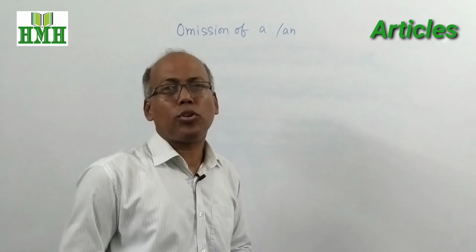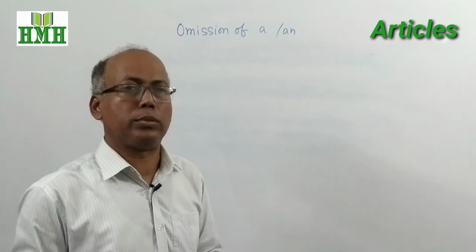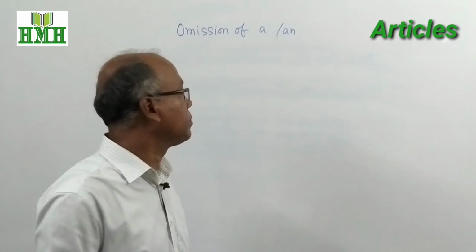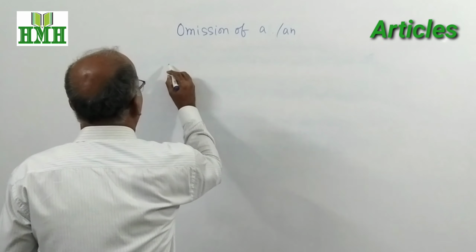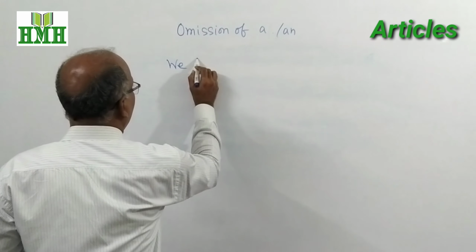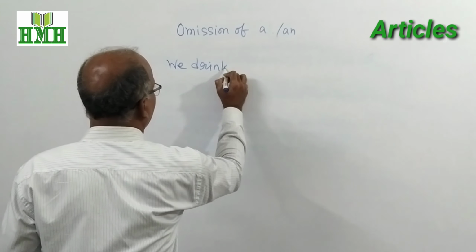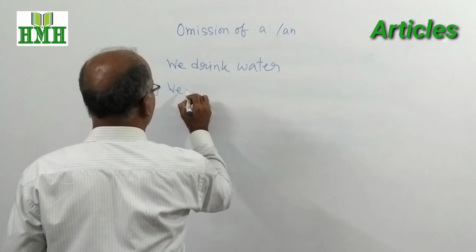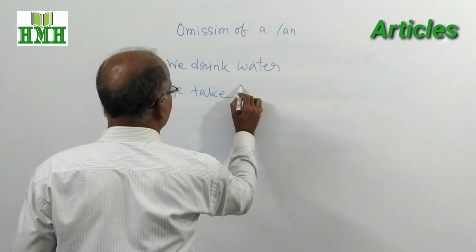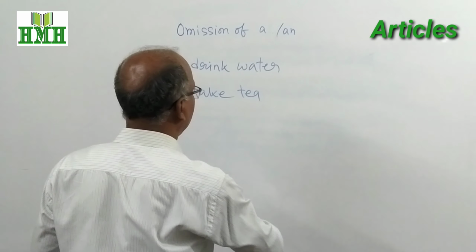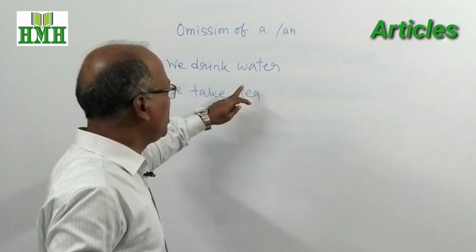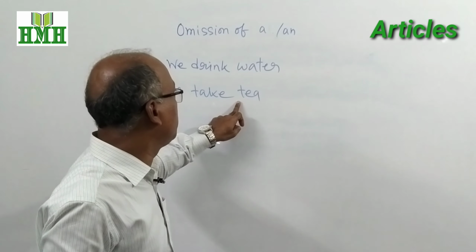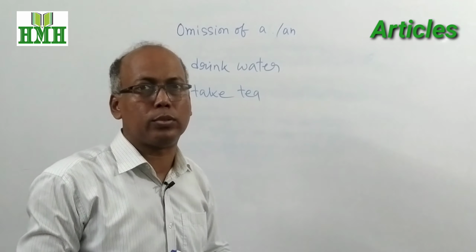A or N is not used before uncountable nouns such as water, milk. We drink water. We take tea. We don't use any article before water, tea as they are uncountable nouns.